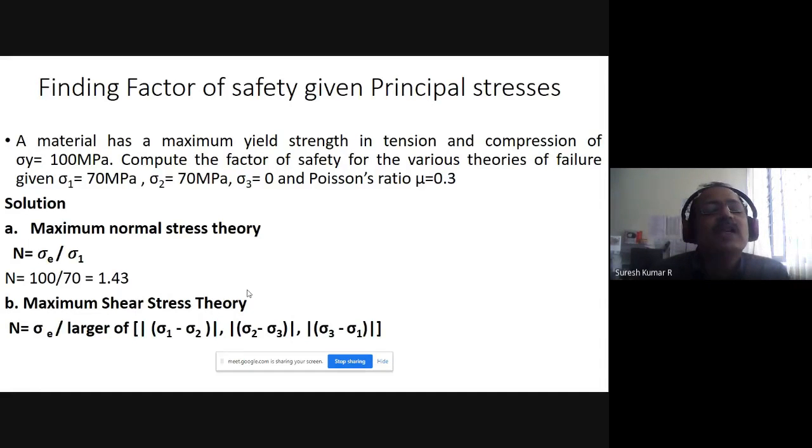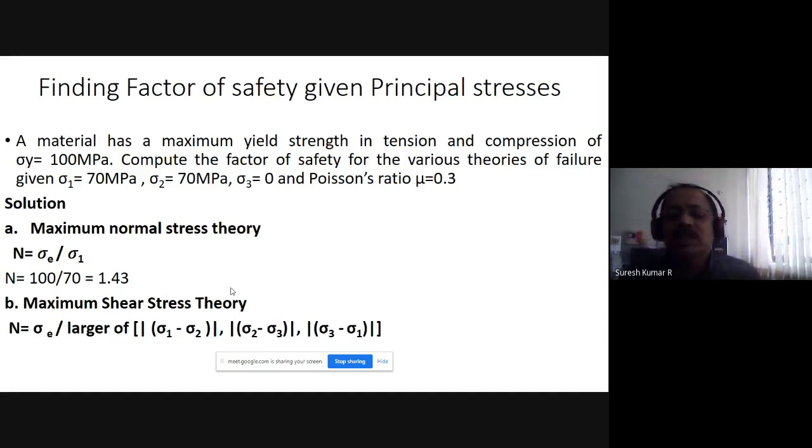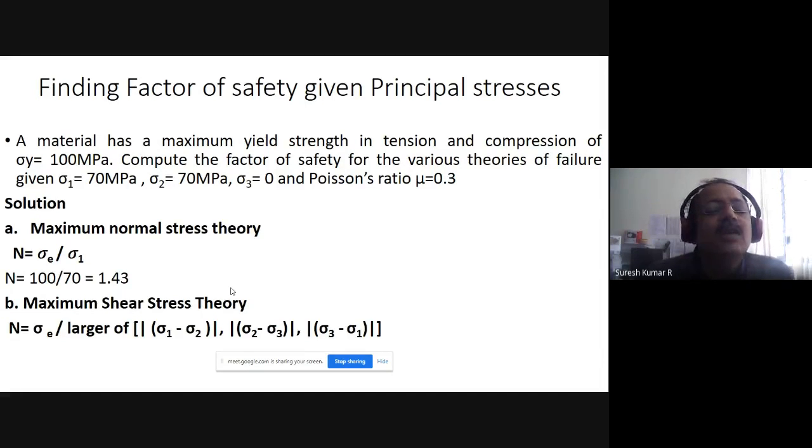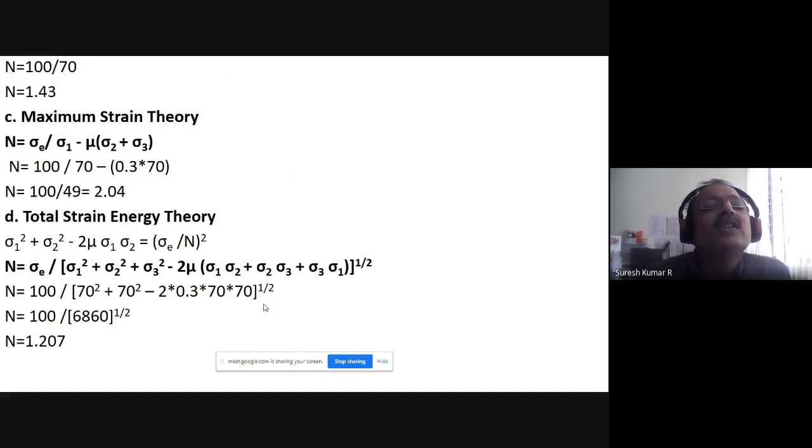Then according to maximum shear stress theory, if sigma 1, sigma 2, sigma 3 are there, then I have to find out which is maximum: sigma 1 minus sigma 2, sigma 2 minus sigma 3, sigma 3 minus sigma 1, whichever is maximum. Here sigma 3 being 0, the maximum of sigma 1 minus sigma 2, sigma 1, sigma 2 will be 70. So the factor of safety will be 100, that is the yield point stress, divided by 70. So n is 1.43.